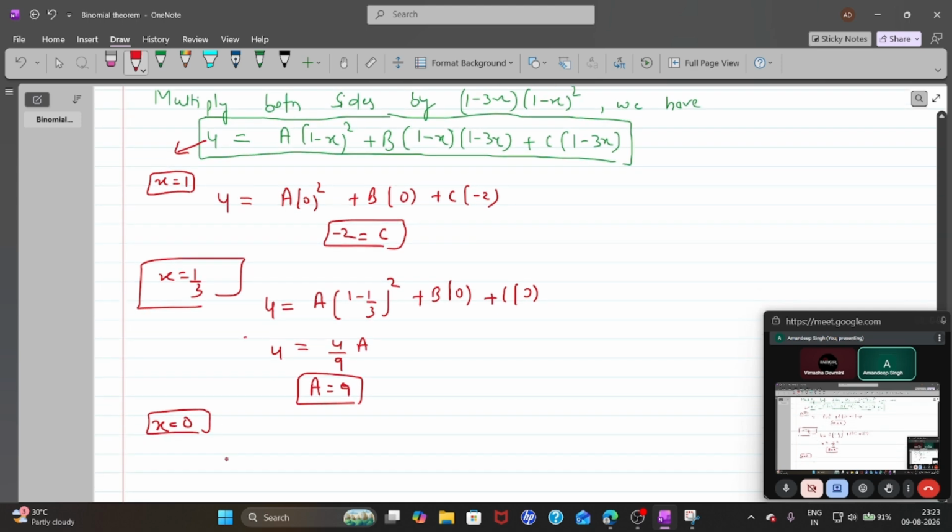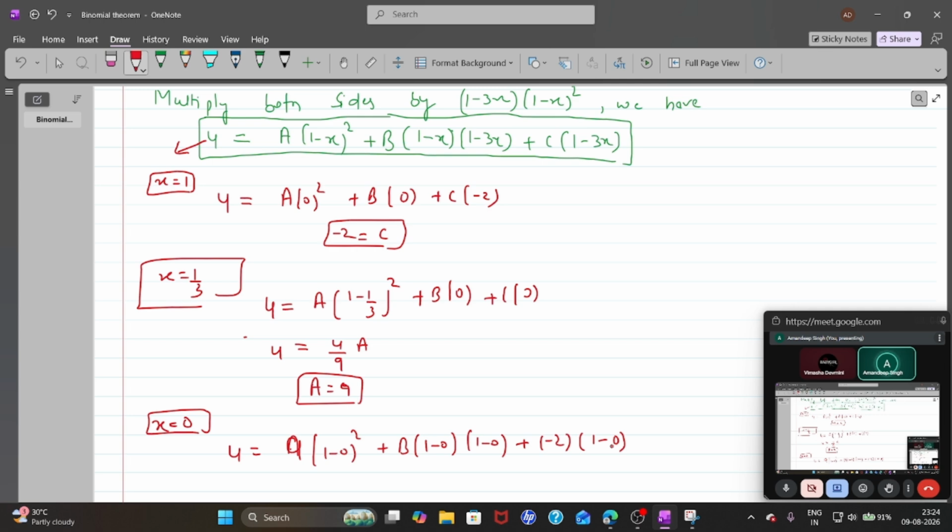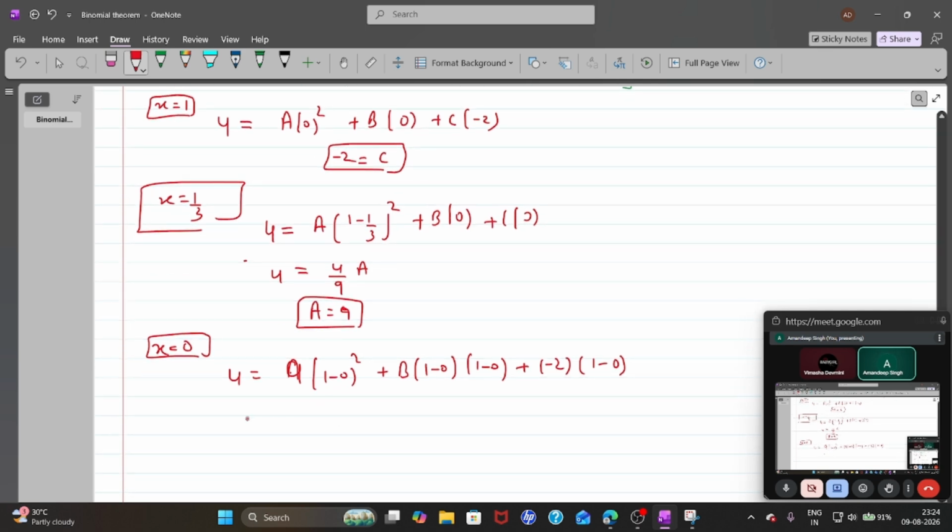So 4 is equal to a, whatever the value of a is, I will substitute in the equation. So 9 into 1 minus 0 square, plus b into 1 minus 0 and 1 minus 0, plus c is equal to minus 2, into 1 minus 0. See, if I have to put any random value of x, I will start from 0. So 4 is equal to 9 plus b minus 2. So 4 minus 7 is equal to b, and b is equal to minus 3 here.